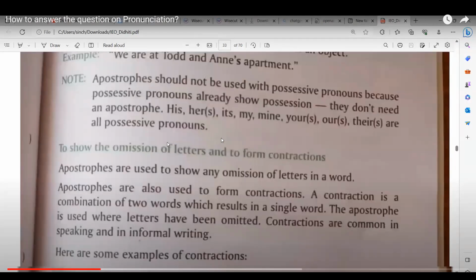We use the apostrophe after a noun or a pronoun to show the ownership of a thing. For example, if I say Shruti's pen is lying on the table, Tuhin is writing with Shruti's pencil. So we are using apostrophe s after Shruti to show that the pen or pencil is of Shruti. Is it clear, Shruti? Shruti, is it clear, beta?